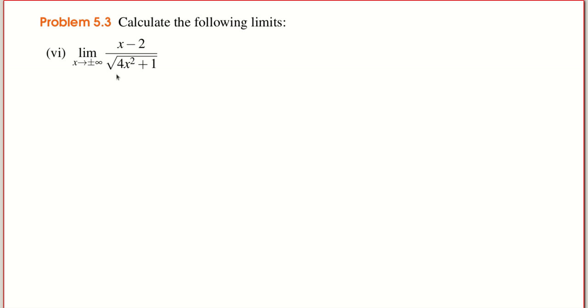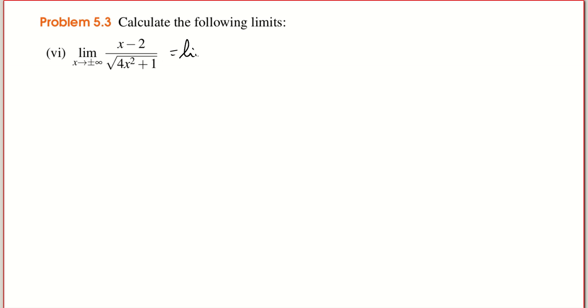Again, we have here two limits, one when x goes to plus infinity and one when x goes to minus infinity. But we have to be very careful now, because the leading term in the denominator is different when x goes to plus infinity and to minus infinity. The reason is this.